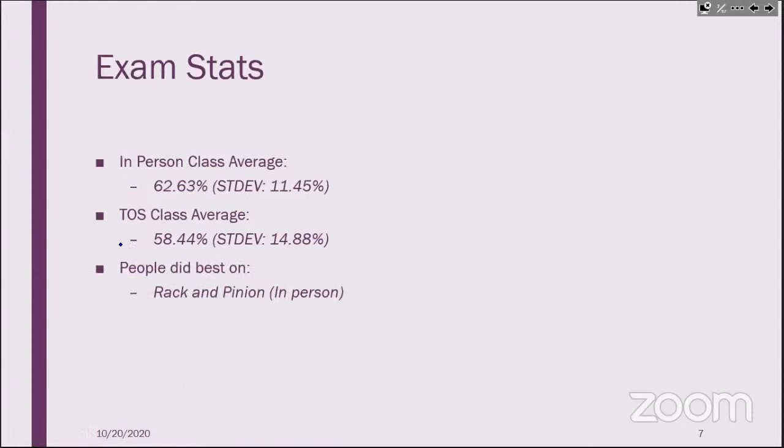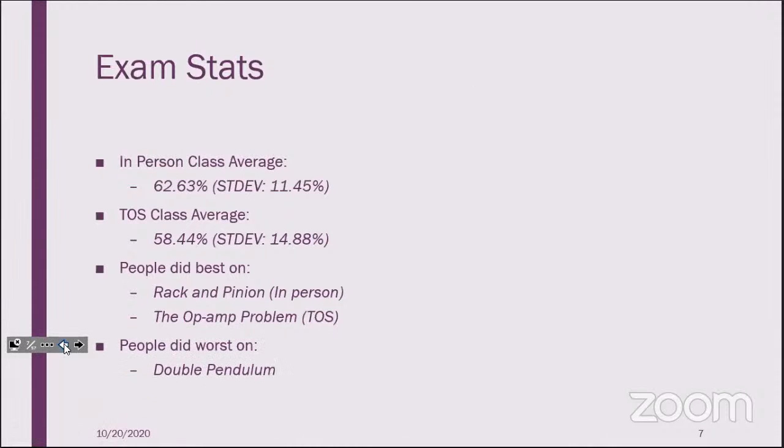What problem did you guys do best on? In-person class, rack and pinion. You guys were solid on that. TOS, you guys rock the op-amp problem. Dante, I'll be posting the homework this week. Hopefully today, maybe tomorrow. You guys rock the op-amp problem. What did you guys do worse on? Both classes, double pendulum.